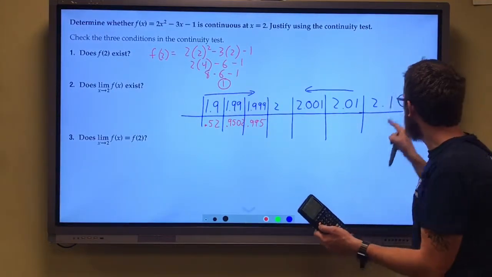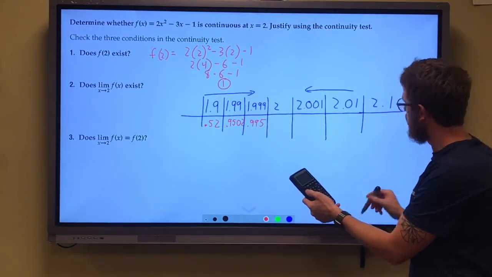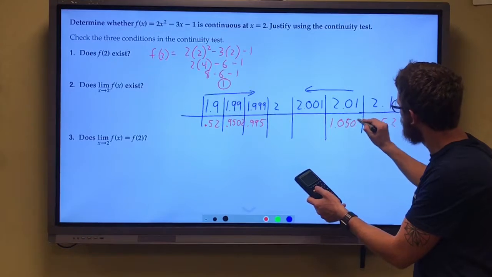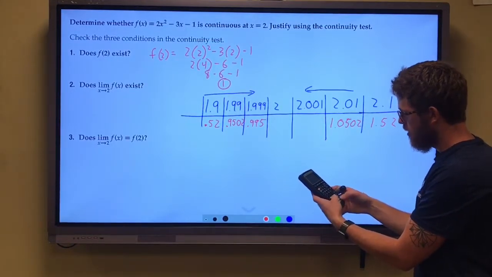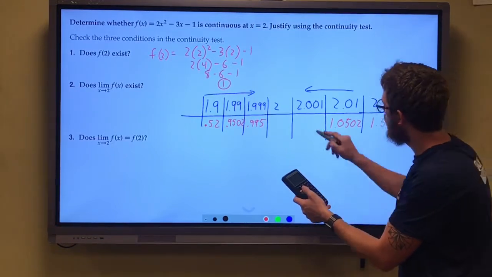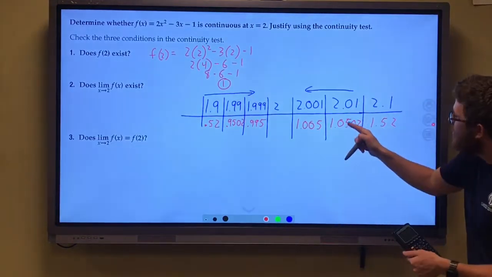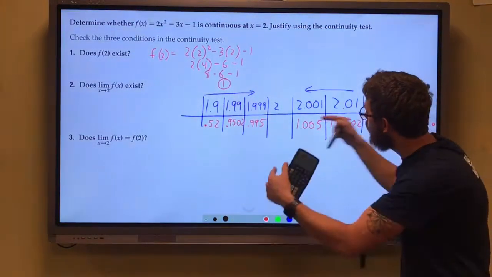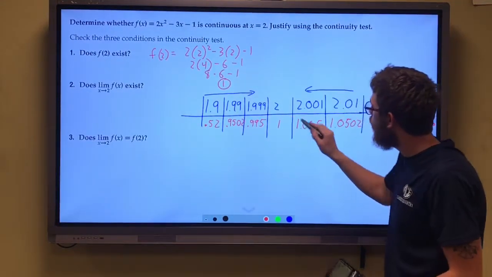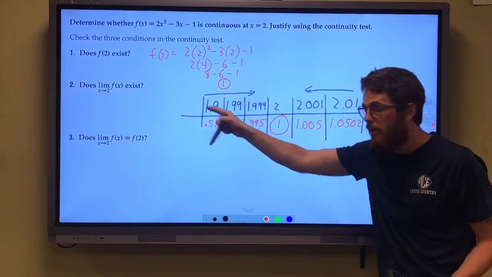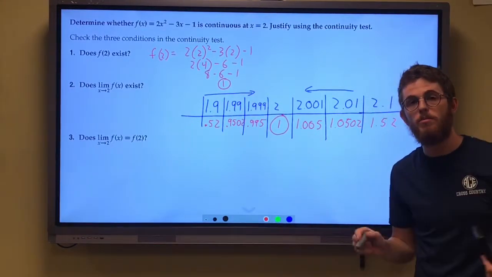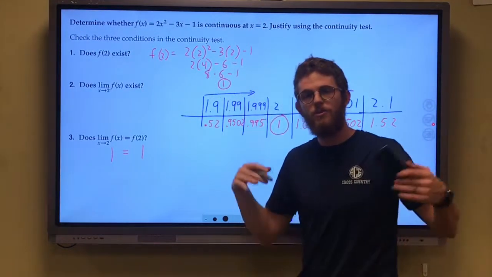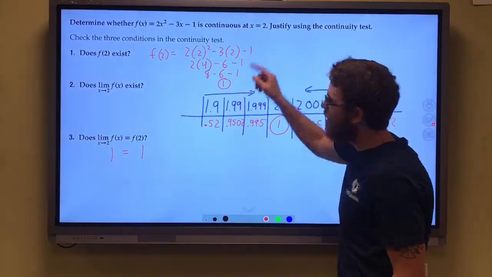I'm going to do the same process in this direction. Notice this is getting closer and closer to 1 in this direction. So what is the limit? As we get closer and closer to 2, the limit is 1. It's what we were hoping for because that was our output earlier. And yes, we can see it is getting closer to 1 in both directions. So the limit did equal the output. And so this is continuous at x equals 2.